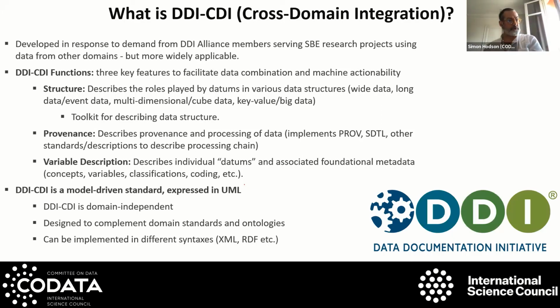It also has an approach to provenance, to providing provenance information, which is an implementation of PROV augmented with SDTL and other sources of information. And then finally, it presents a simple approach to describing individual datums and associating them with concepts. That's called the variable cascade in the DDI-CDI specification. And that interacts with the data structure to allow more easy data manipulation.